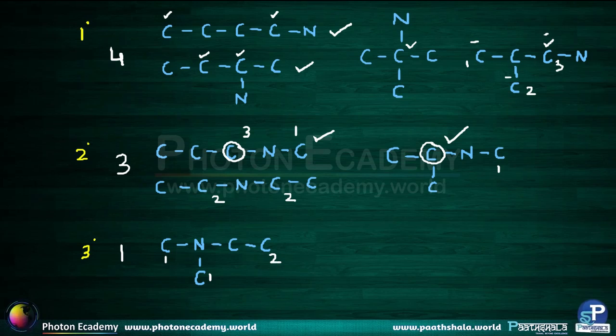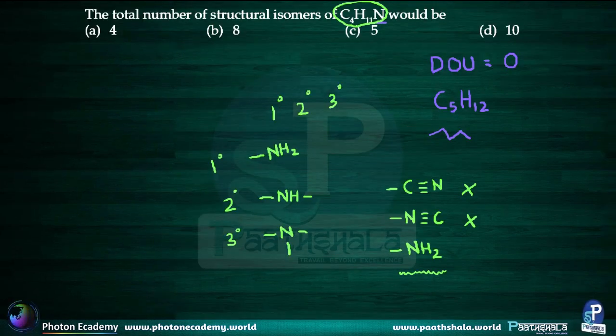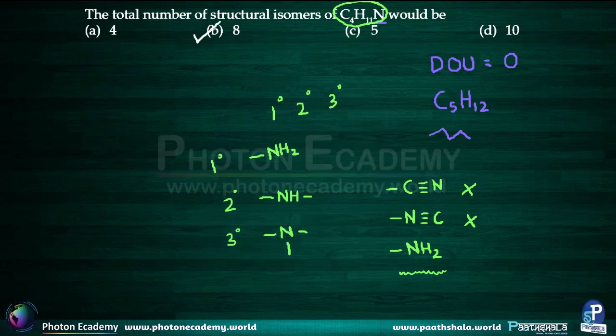So after this analysis, we can say that 8 possible structures can be obtained, and hence the appropriate answer to this question is option B, that is, 8 structural isomers from the formula C4H11N can be obtained.